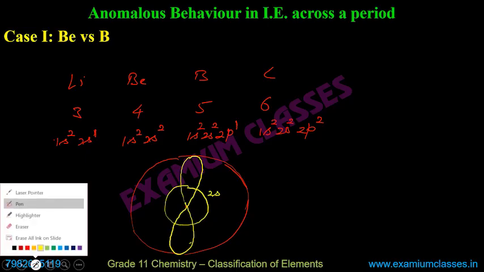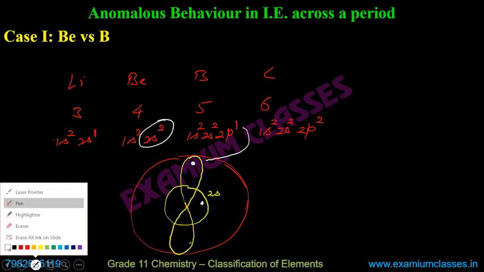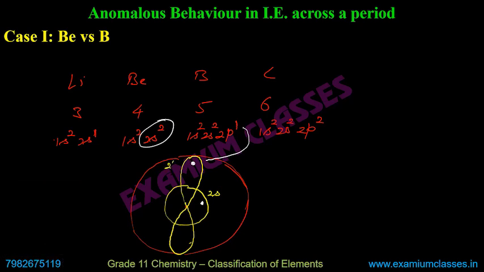Now, the difference in beryllium and boron will be that in beryllium, the electron will enter here in 2s. However, in case of boron, the electron will enter here in 2p, not 2s. In 2p, the electron for most of the time will be farther from nucleus.